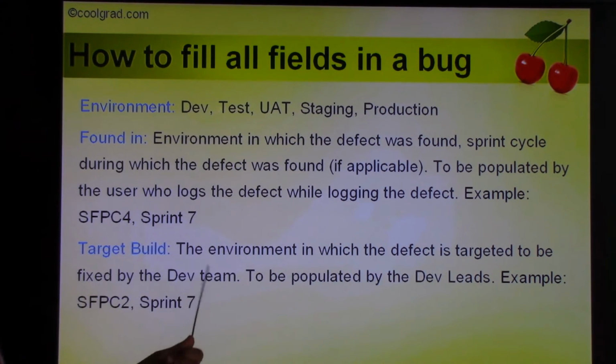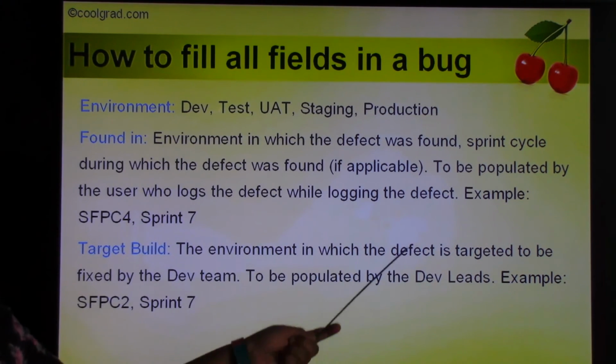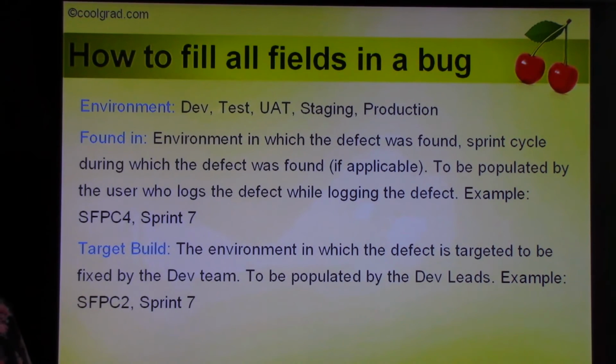And then the target build, the environment in which the defect is targeted to be fixed by the development team. So they found this bug, they've identified it, and they realized how to fix it, and then they give it to the developer saying, okay, by the time we do this build, 3 days later, we must have this fixed. And the target build is going to be SFPC2, it's still going to be sprint 7 probably. So in the same sprint, within the next 3 days or 5 days, in this particular build, you're supposed to have this bug fixed. That's like an estimated target build, during which time we hope the bug will be fixed and deployed.